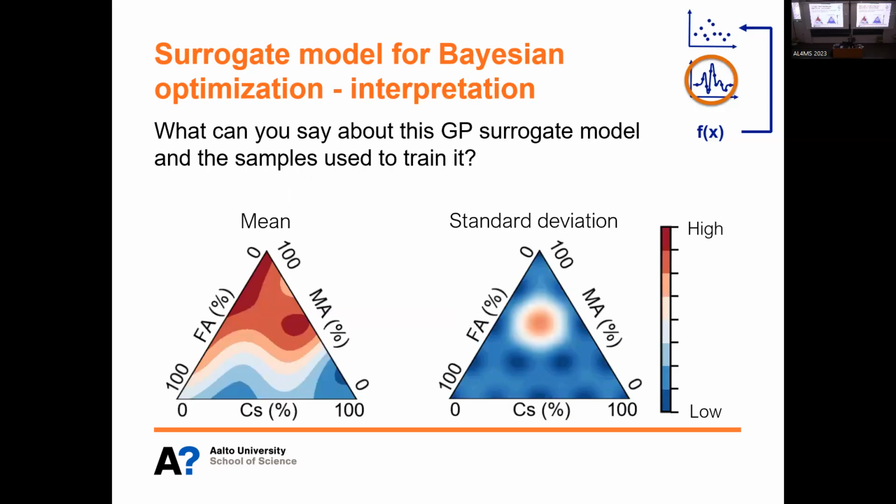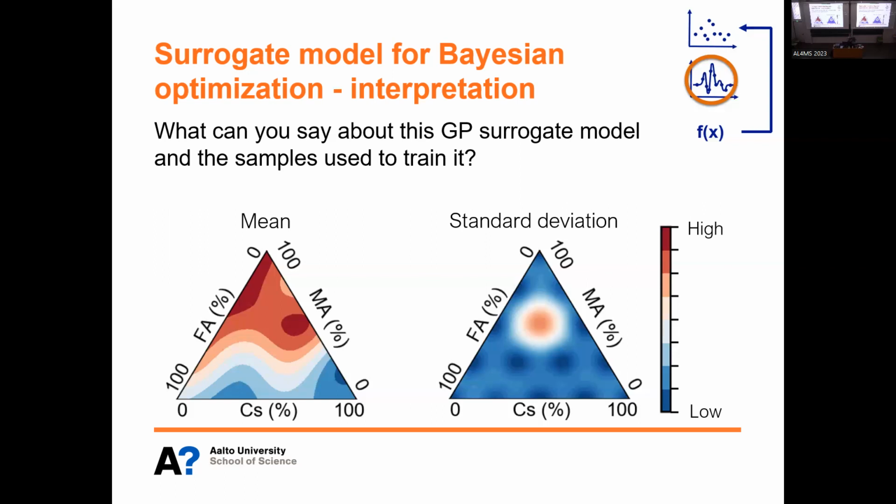And here I'm again trying to show you some graphs. So here you have a Gaussian process regression surrogate model from Bayesian optimization. It's an imaginary model. And here you have a ternary perovskite space. So you have FA, MA, and cesium lead tri-iodide material. And this is the mean value, where red color is high mean values and blue color is low mean values here. And this is the standard deviation of the model.